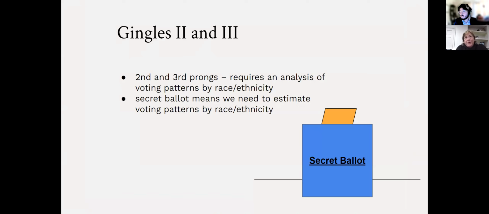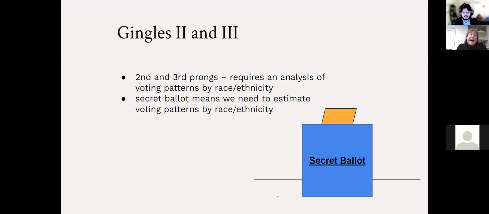So the data required for the first prong is pretty straightforward, with a little wrinkle of how we're going to get citizenship data down at the block level. We're getting into more complicated territory when we're talking about the second and third prongs of Gingles. Remember, the second prong is that we have to show that minority voters are politically cohesive, that is, that they're voting for the same candidates. And the third prong, that whites are not supporting these candidates, and as a result, the minority preferred candidates are usually losing.